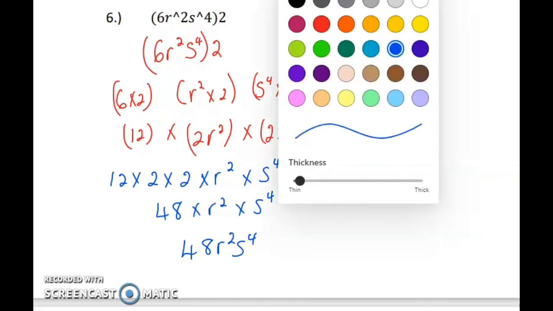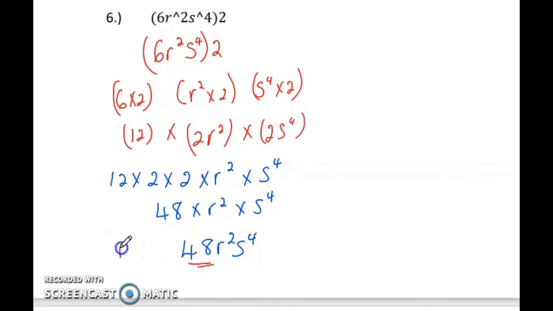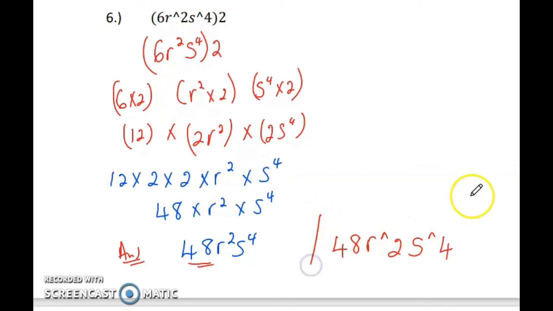How would you rearrange this, or how would you write this answer using the symbols above? So it would be 48 r 2, and then you have s 4. So that would be your answer if you are going to write it using the symbols.